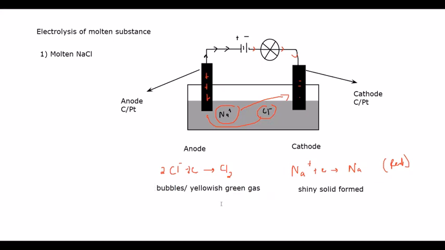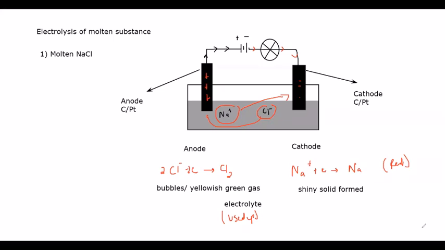And what happened to the electrolyte? Because you separate the sodium and the chloride ions from each other, the electrolyte will be used up. Nothing left. Is it clear? This is the electrolysis of molten sodium chloride. Any doubt in this? This you already did. Just for a quick revision, I re-explained this idea again.